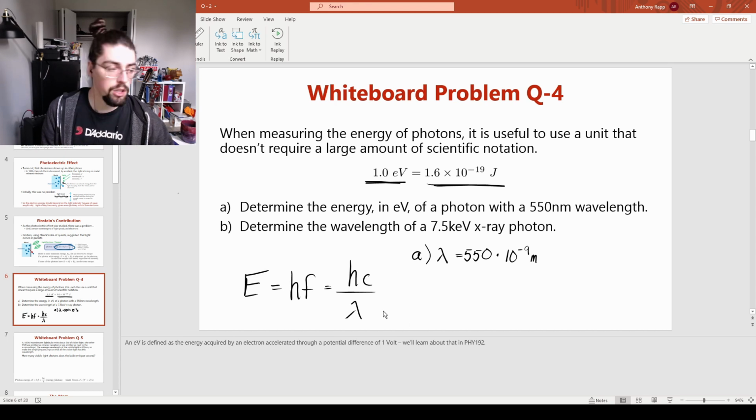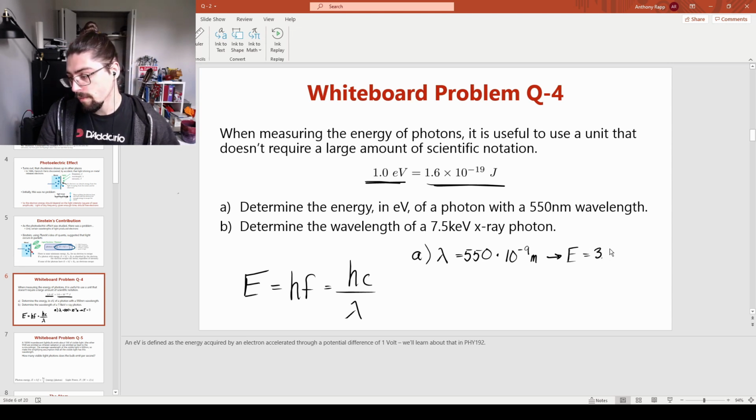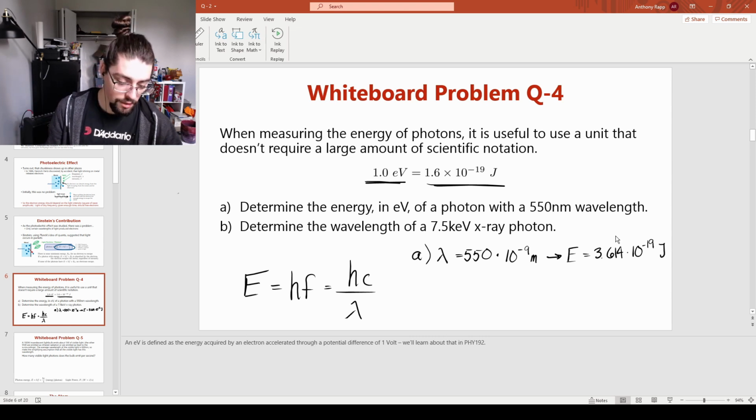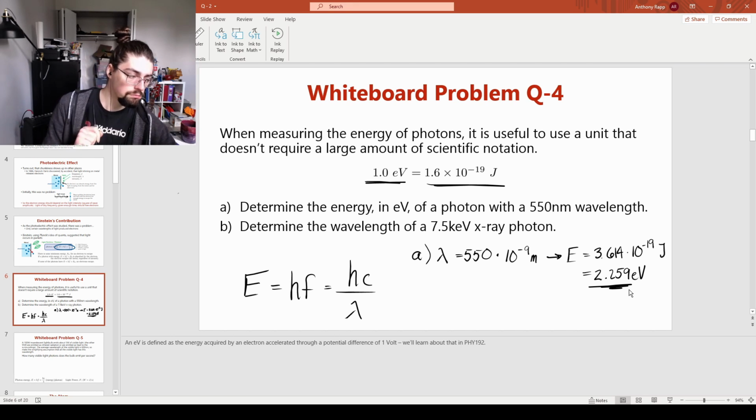Now, I see a wavelength. I see one particular version of this equation that uses that wavelength. h and c are both constants. When I plug that stuff in, what I find is an energy of 3.614 times 10 to the negative 19 joules. 10 to the negative 19, 10 to the negative 19. This is a good sign so far. We do the conversion to electron volts, and we find an answer like 2.259 electron volts. Bam. So good so far?